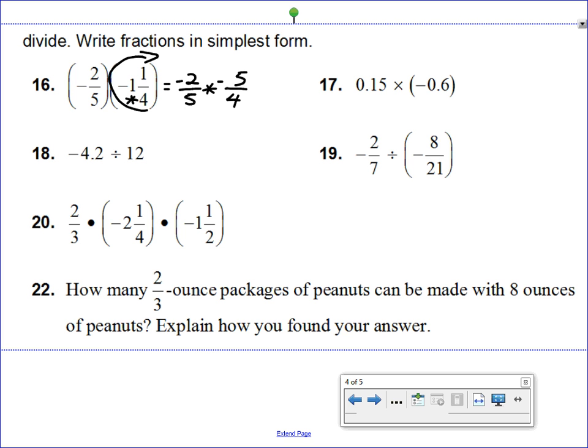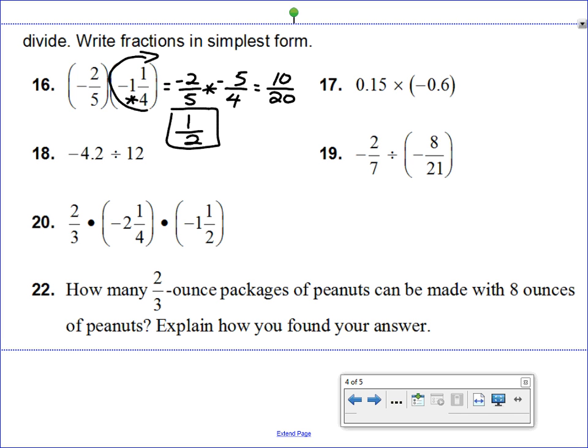Negative times a negative, we know our answer is going to be positive. When we multiply fractions, it's top times top, bottom times bottom. So we should get a grand total of 10/20, which is the same thing as 1/2. Now, I can get 1/2 before I even multiply by simplifying. And those of you that aren't the greatest with your math facts, if we simplify before we multiply, we have easier numbers. Do you see that we eventually divided by 10 on the bottom and the top?